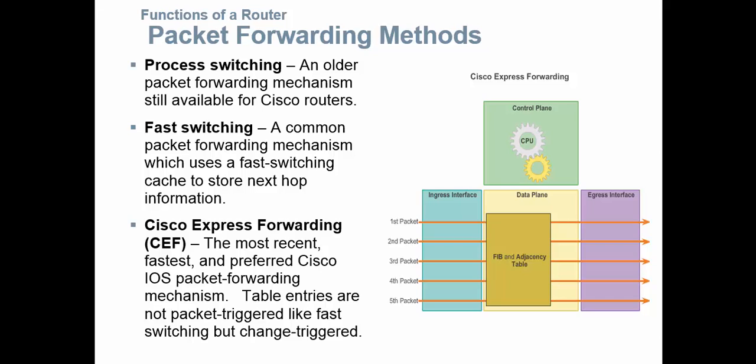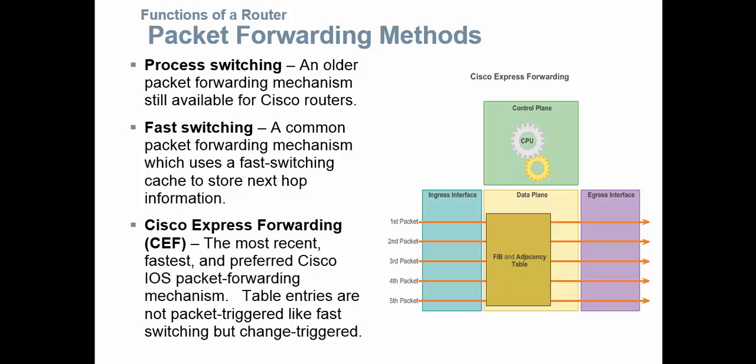It's a common packet forwarding mechanism, which uses the fast switching cache to store the next hop information. When a packet arrives at your interface, it's forwarded to the control plane where the CPU searches for a match in the fast switching cache, basically looking to see if it's already found it before. If it's not there, it's process switched and forwarded to the exit interface, and the flow information for the packet is also stored in the fast switching cache for future reference. If another packet is going to the same destination when it arrives at that interface, then it already knows the next hop information because it's just created it.